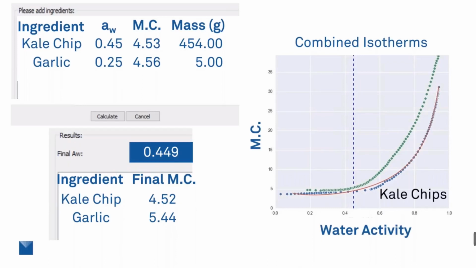So the kale chips are that blue trace near the bottom. The garlic is the green trace near the top. And then the program will show you a combined isotherm here in red to show you how those are being combined, and then show you where the equilibrium water activity is, so at 0.449. And so you can start to see how this tool can quickly give you an idea of how added ingredients are going to affect final water activity.